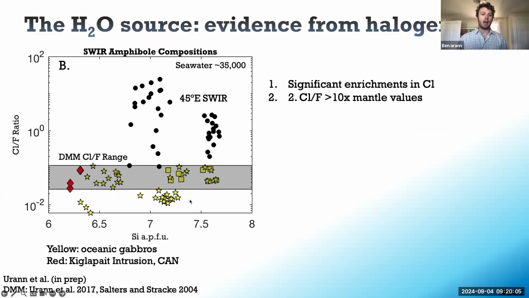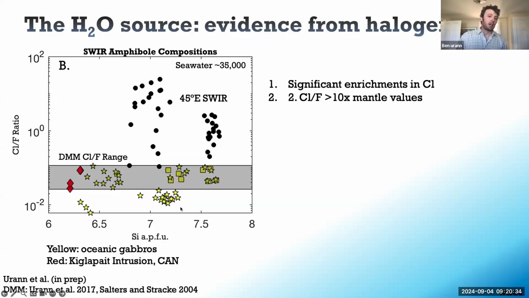And so on the x-axis, I'm plotting silica in atoms per formula unit. And when we think about what the chlorine over fluorine ratio of seawater is, it's right around 35,000. That is because seawater has about 1 ppm fluorine in it and about 35,000 ppm chlorine in it. And you can see that plotted on here are our samples at 45 East, and they are significantly higher than what we expect for mantle values.